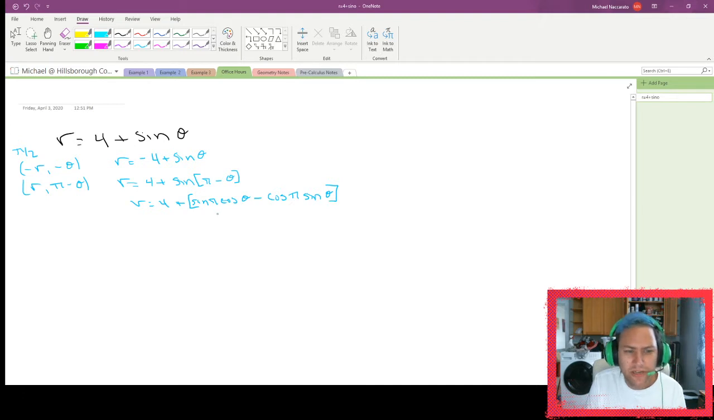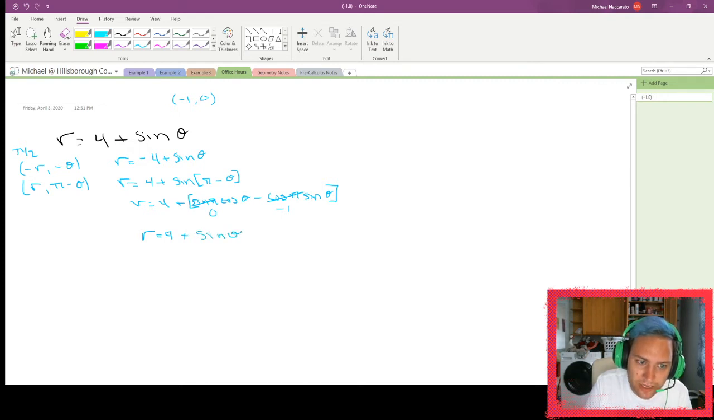With this I know that at pi we're using the coordinates (-1, 0). So I'm going to replace sine of pi with 0, and replace cosine of pi with -1. And then just simplify here. r equals 4 plus 0, but then I've got minus a negative, so it becomes positive sine of theta. So 4 plus sine of theta, 4 plus sine of theta. So this does work. So I know it is symmetrical with respect to theta equals pi over 2. Let me just document that over here because we're going to need that.